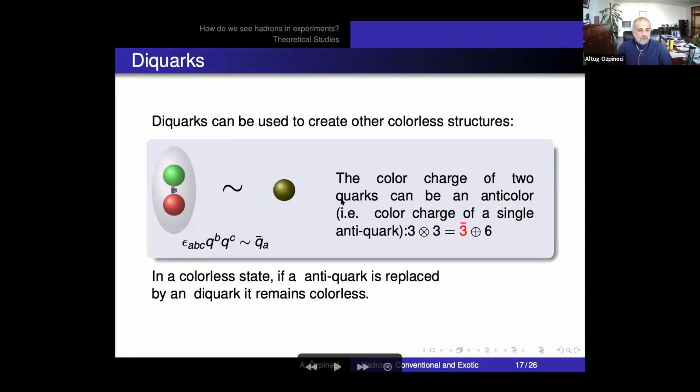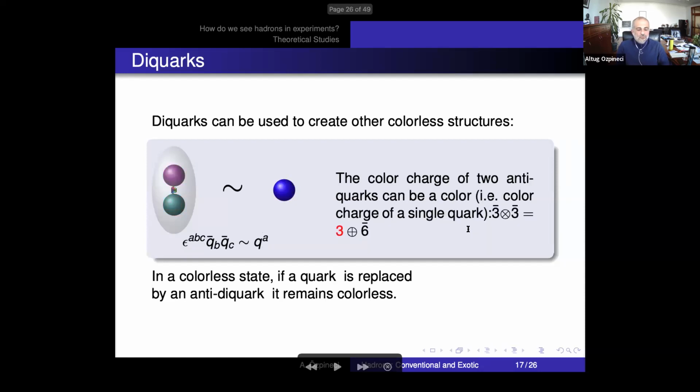Now, before continuing to discuss what other colorless structures we can construct, let me also introduce the concept of diquarks, which will allow us to generalize all these combinations. A diquark is mainly this: if you bring two quarks together, not one quark and one antiquark, in a suitable combination, they become a 3-bar, which tells me that in this configuration, these two quarks behave like a single antiquark in terms of color charge. So if there's an anticolor in my system, I can replace it by two colors.